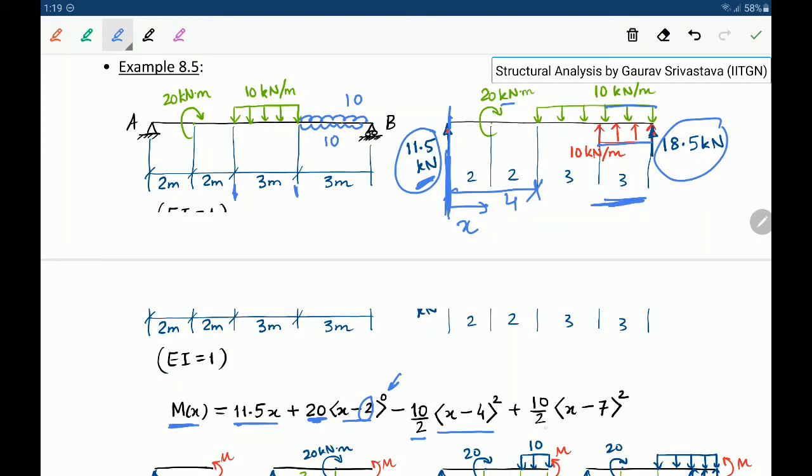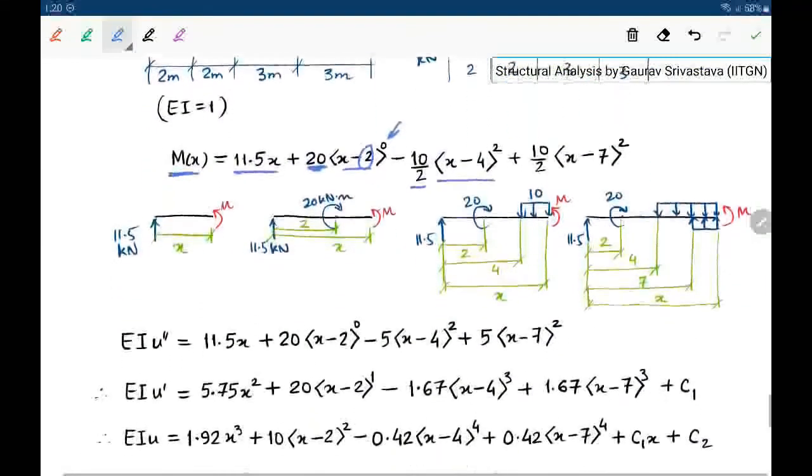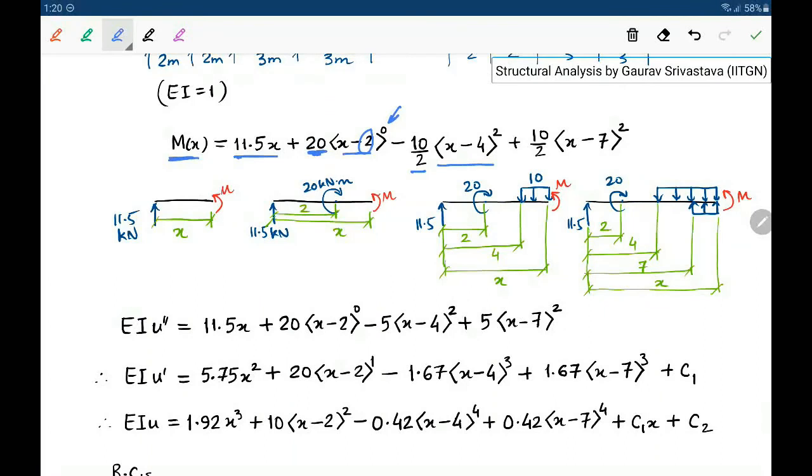And then we have the force we have applied to make sure that the effect of this force is nullified after 7 meters. So then from this red upward force we have plus 10 by 2 times x minus 7 squared. Okay. And in case of any confusion, you can look at these individual free body diagrams where different cases for x are being considered. So x less than 2, and then x between 2 and 4, and so on and so forth.